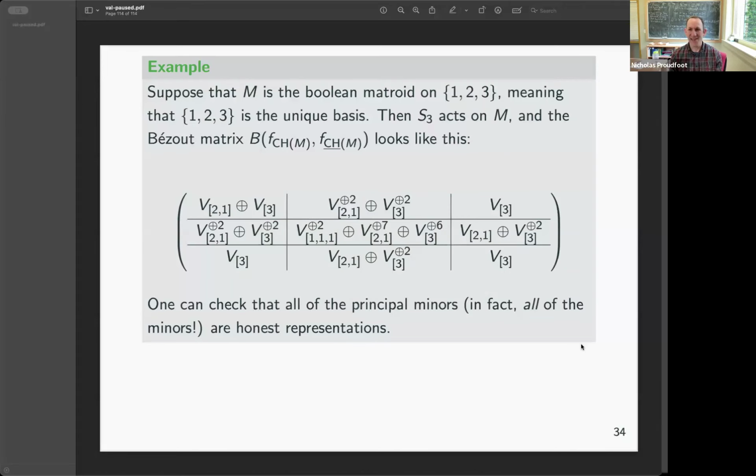In fact, I don't really know what to make of this statement, but all minors are honest representations. This matrix is not just positive definite, it is totally positive. All minors, including the entries themselves, are honest representations. I'm not sure what that means on the level of polynomials. Positive definite means that they interlace. Totally positive is some stronger condition. I have no idea what that should mean, but it seems to be true in our case, even equivariantly.